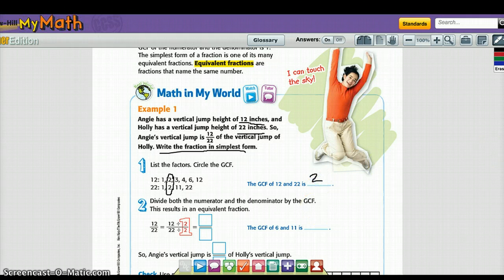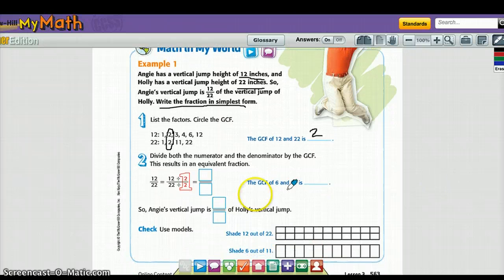Now I need to divide both the numerator and denominator by the greatest common factor. So this results in an equivalent fraction, equal to the fraction we started with. We're just simplifying it. So 12 divided by 2 is 6, and 22 divided by 2 is 11. That's the simplest form because at this point, the only factor that 6 and 11 have in common is 1. So that's why we know it's the simplest form. The greatest common factor of 6 and 11 is 1. So Angie's vertical jump is 6/11ths of Holly's vertical jump.